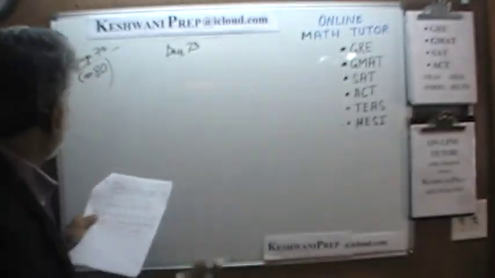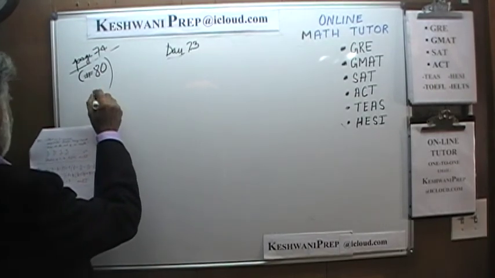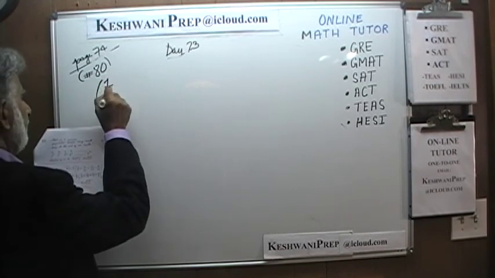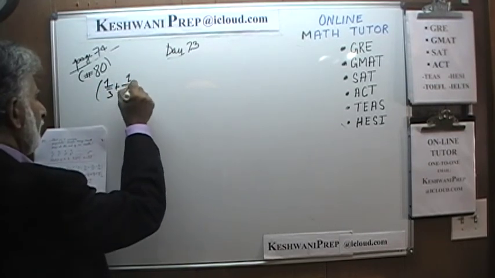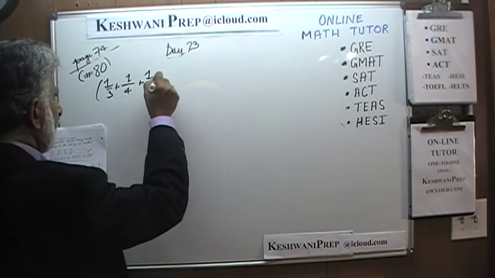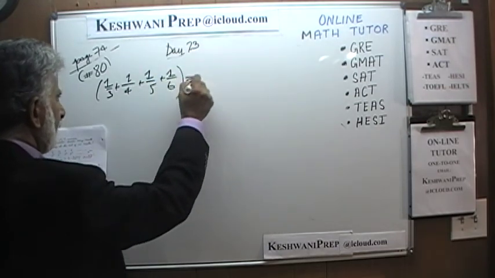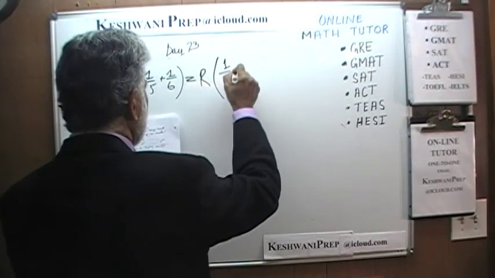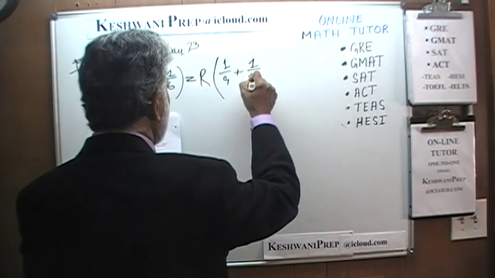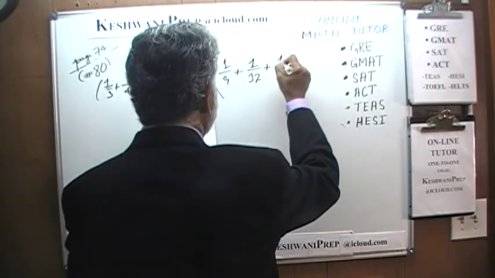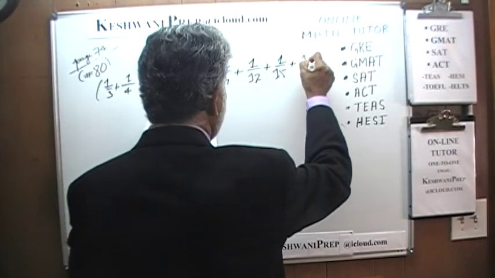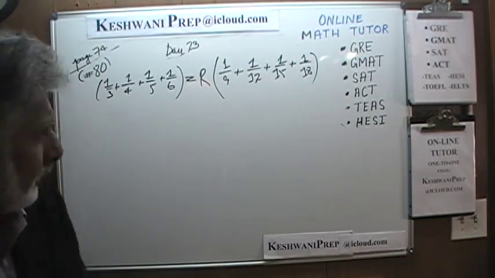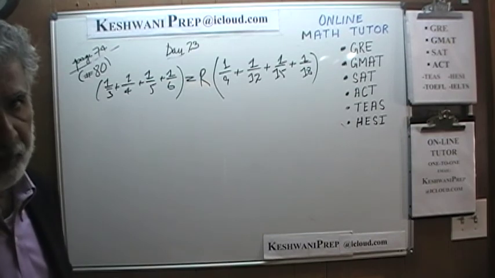Number 80. Number 80 says that we have 1^3 plus 1^4 plus 1^5 plus 1^6, we are told, is equal to R times 1^9 plus 1^12 plus 1^15 plus 1^18. And the question simply is, what's the value of R? It's very simple, very straightforward.